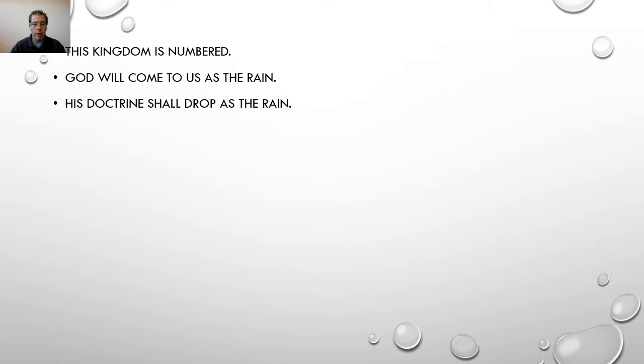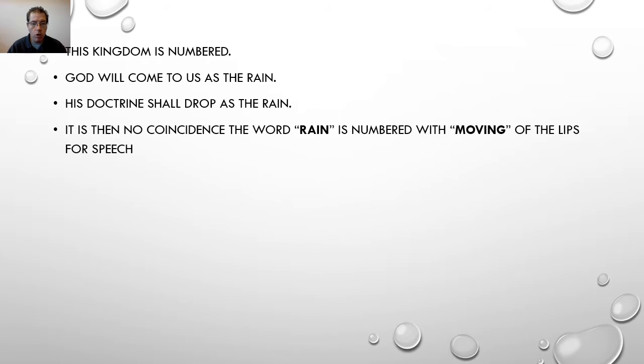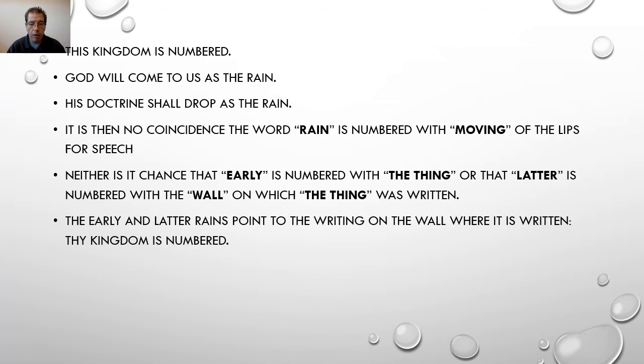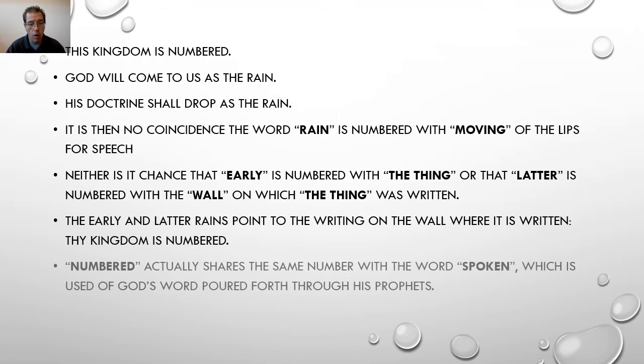So we've seen that this kingdom is numbered, that God will come unto us as the rain, that his doctrine shall drop as the dew. It is no coincidence that the word rain is numbered with moving of the lips for speech. No coincidence. His doctrine shall drop as the rain. Neither is it chance that early is numbered with the thing, or that latter is numbered with the wall on which the thing was written. These are not coincidence. The early and latter rains point to the writing on the wall where it is written, thy kingdom is numbered. That is what the writing says that is on the wall.